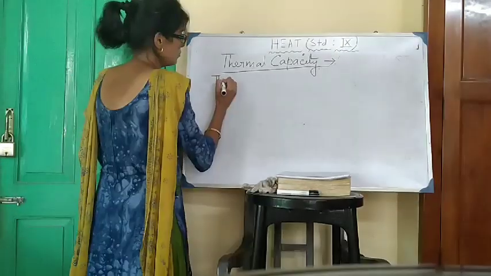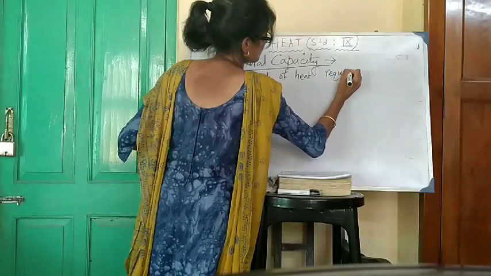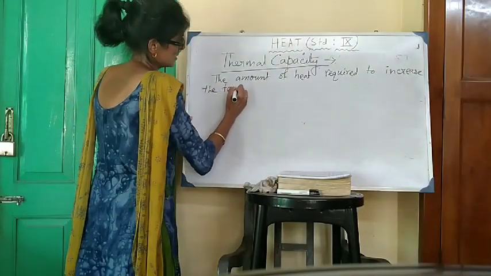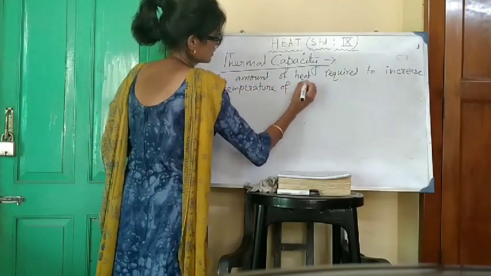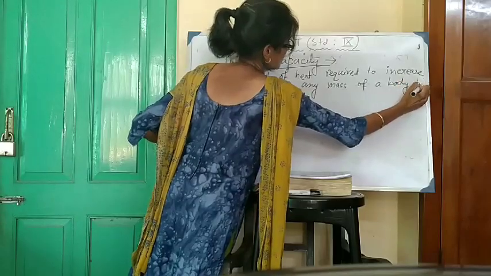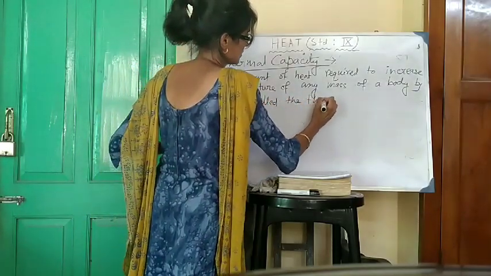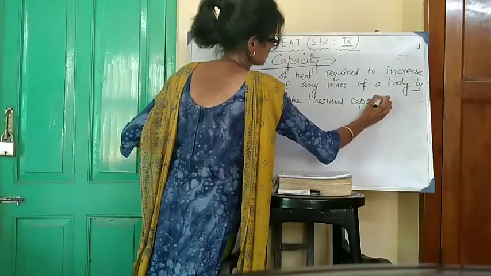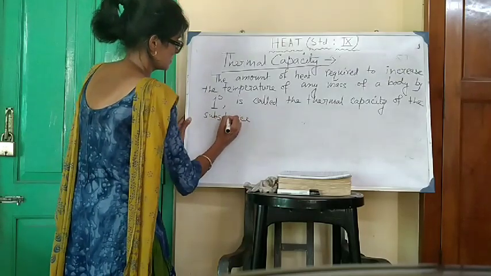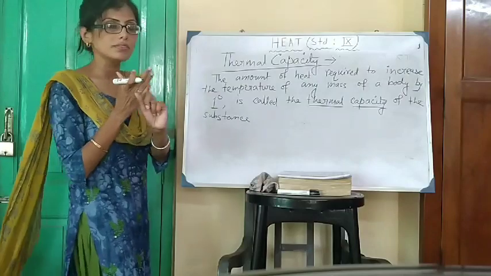So we can write that the amount of heat required to increase the temperature of any mass of a body by 1 degree is called the thermal capacity of the substance.